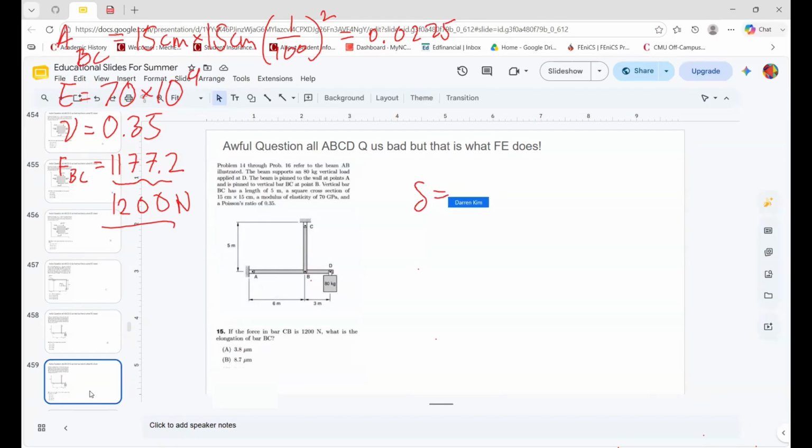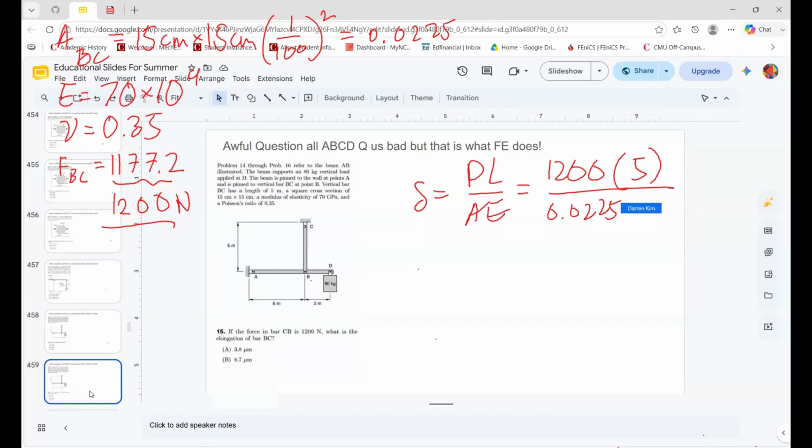So delta equals PL over AE, the standard equation. So we have 1200, times L, which is 5 meters, divided by 0.0225, multiplied by E, which is Young's modulus, 70 times 10 to the 9. So 1200 multiplied by 5, divided by 0.0225, multiplied by 70 times 10 to the 9.